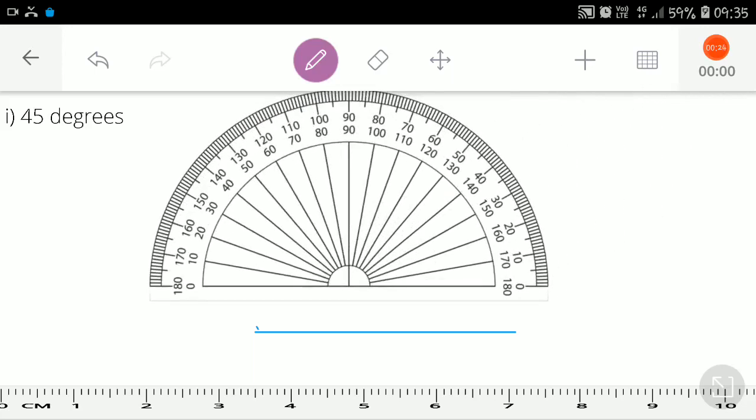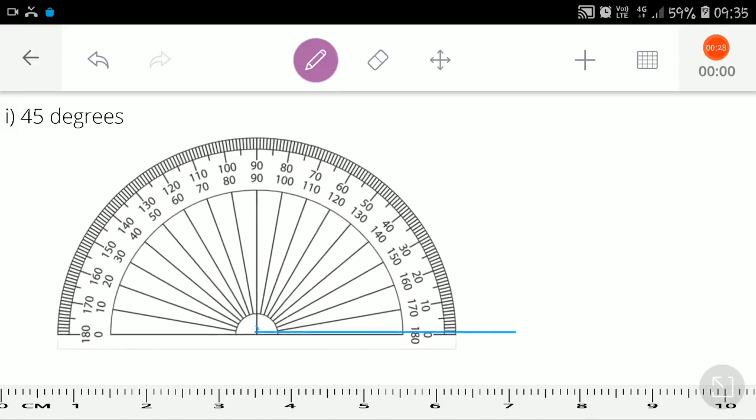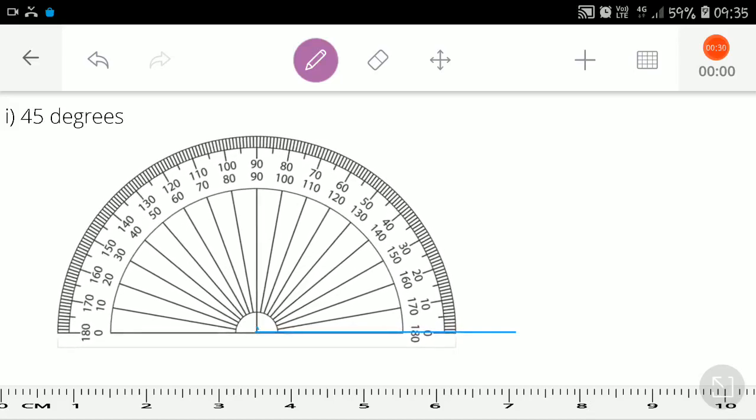So I am going to keep it here today. Once I place this center exactly on top of that line, I am going to mark 45 degrees. Now 45 degrees is an acute angle. That means it is lesser than 90 degrees. So 90 degrees is here, and I am going to mark 45. So which side should it be? It should be on this side only. Okay, so this is 45 degrees.